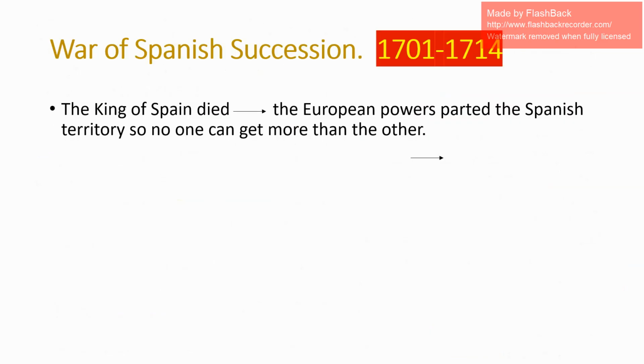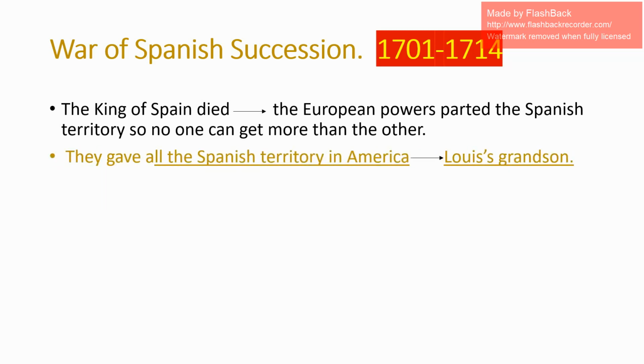Now, the War of Spanish Succession, from 1701 till 1714. What happened here? The king of Spain died. When he died, of course, some countries would take over the lands in the Americas. Spain at that time had great territories in the New World. So the European powers divided the Spanish territory in the Americas, so no one could get more land than the other. But the mistake happened here.